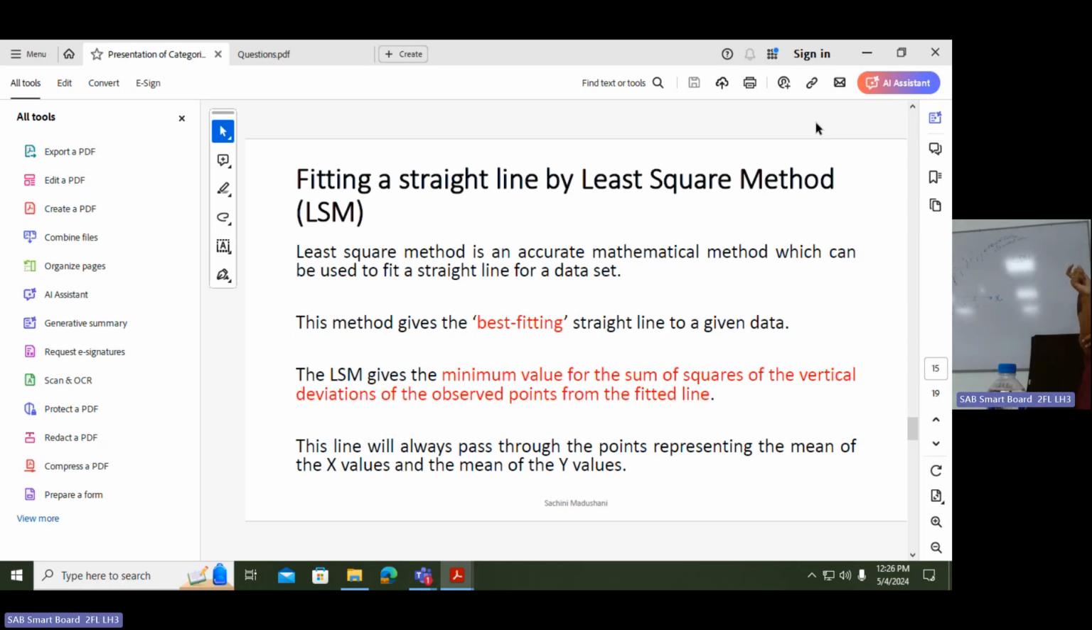Understood? Then in this equation, what is our answer? What is our output? Y. X is the input. Understood? Then y is the dependent variable, that is the output. What is our input? The independent variable. Understood?